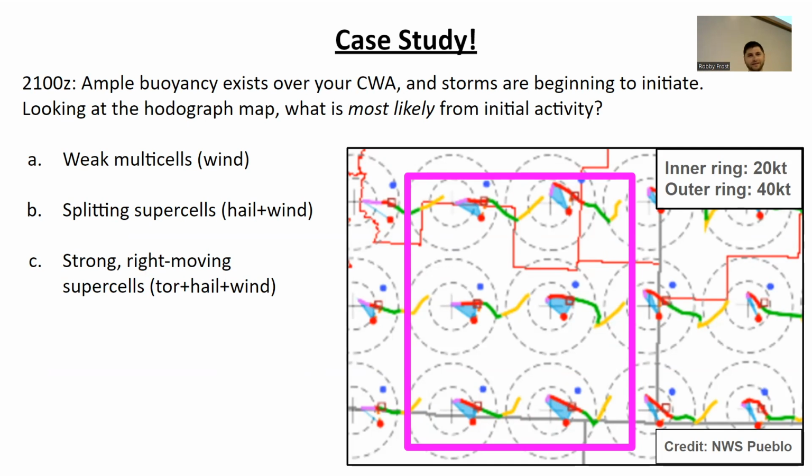It's 21Z in the CWA that you're responsible for. Here's the Pueblo CWA. You've got plenty of buoyancy and storms are initiating on the high terrain in the left side of this big box here. I'll give you a hint that forcing for ascent is not overly strong. It's modest, enough for storm development. What do you expect from this initial storm activity?